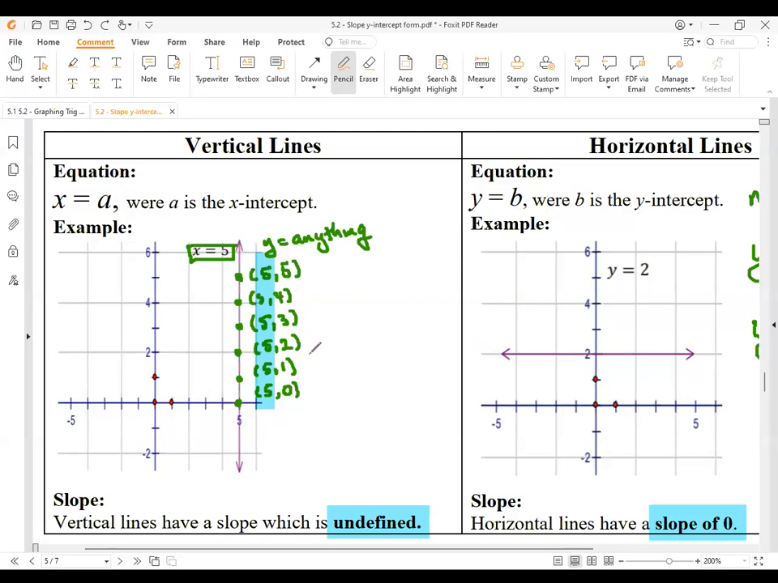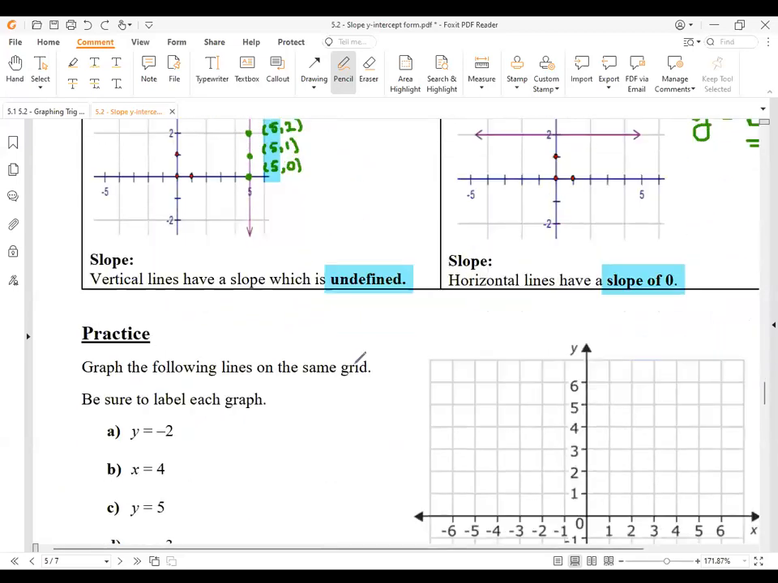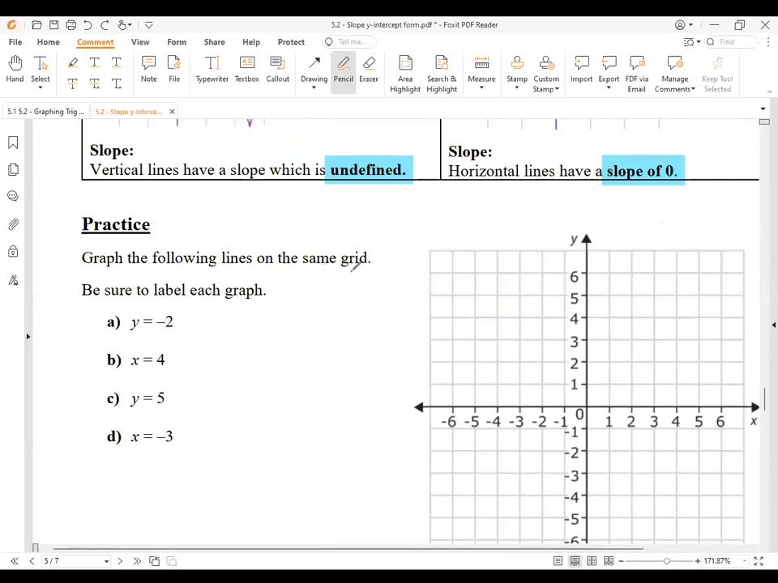Okay, let's practice. See if you can match it with a vertical or horizontal. Graph the following lines in the same grid. Be sure to label each graph. Let's talk about this one just because we just said it. X equals 4 at all times. No matter where I draw, X has to equal 4. I think you would agree that the only line I could draw with that detail is this vertical line, and we say x equals 4.